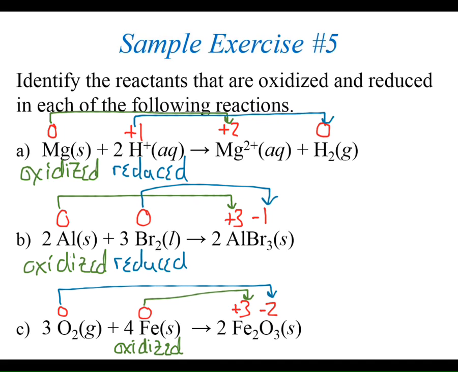Oxidized means it lost negatives. It became more positive. So which one was reduced? Well, obviously the other one. Oxygen was reduced because it went from 0 to negative 2, so it became negative. It must have picked up some negatives. How do we do?